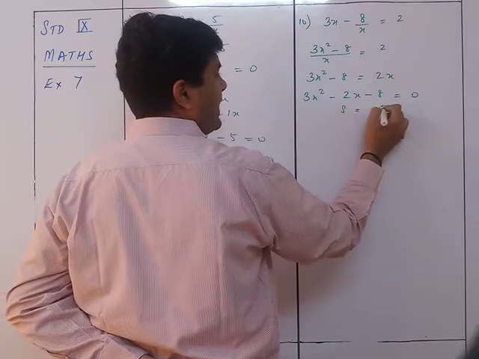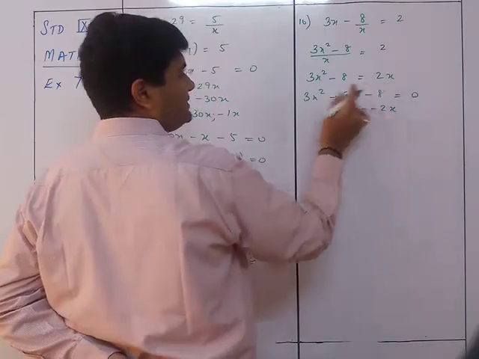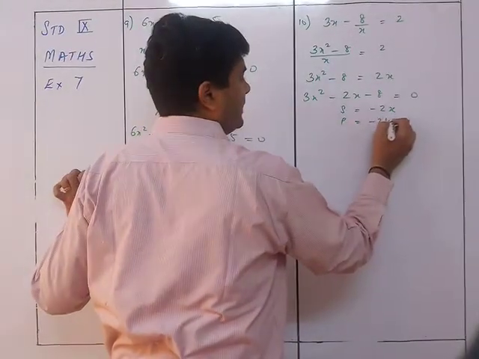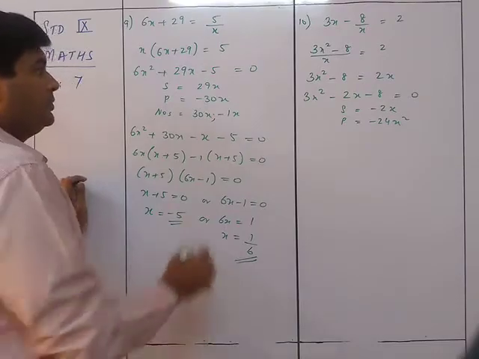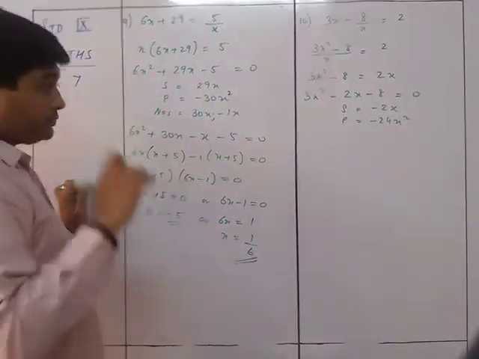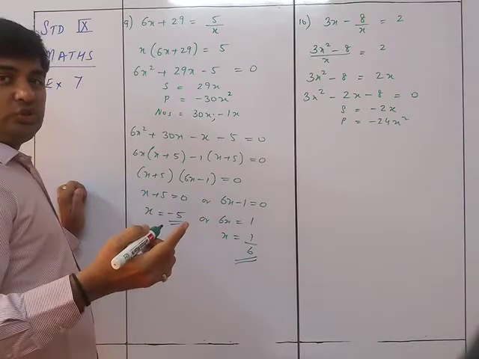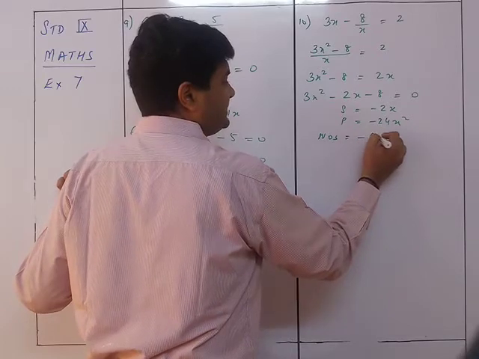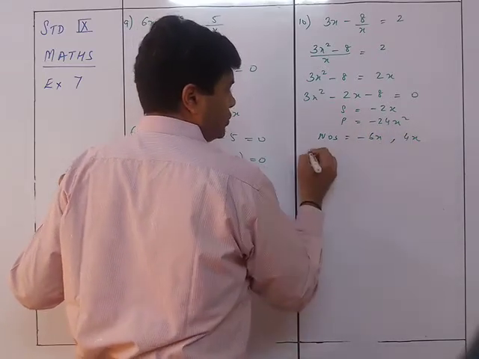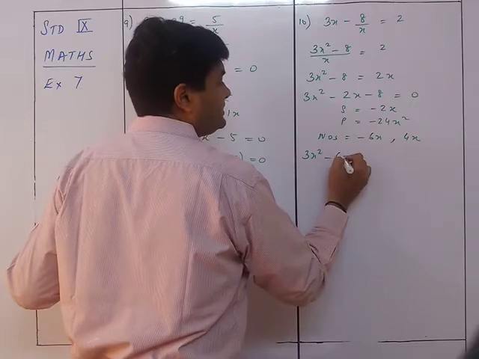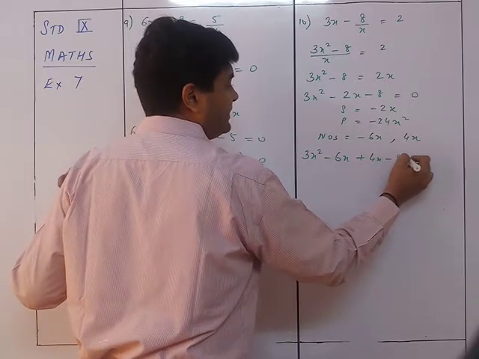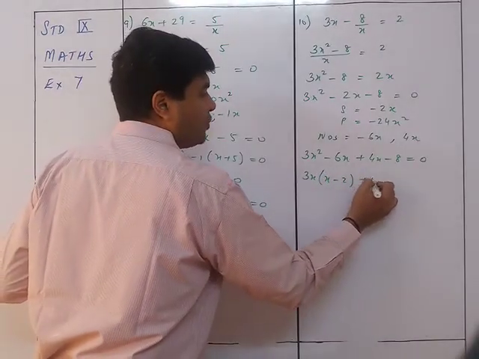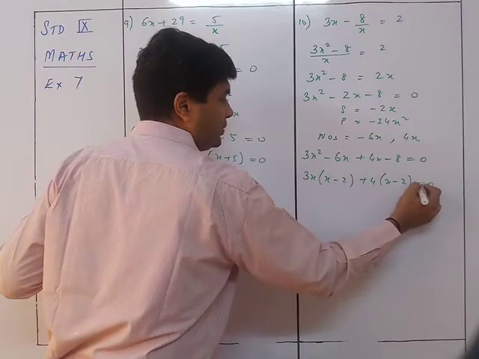So sum is equals to minus 2x and the product is equals to minus 3 into 8. 3 into minus 8 is minus 24x square. Right? This is also x square. So 24 and difference is 2, 6 and 4 directly. So numbers will be equal to minus 6x and 4x. So it will be 3x square minus 6x plus 4x minus 8 is equals to 0. Giving me 3x common, we get x minus 2 plus 4 common, x minus 2 is equals to 0.